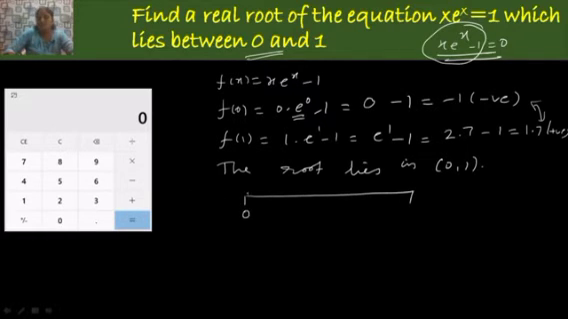At the point 0, the function takes a negative value. At the point 1, the function takes a positive value. So here, in the table, I have to take the value of a as 0 and b as 1.